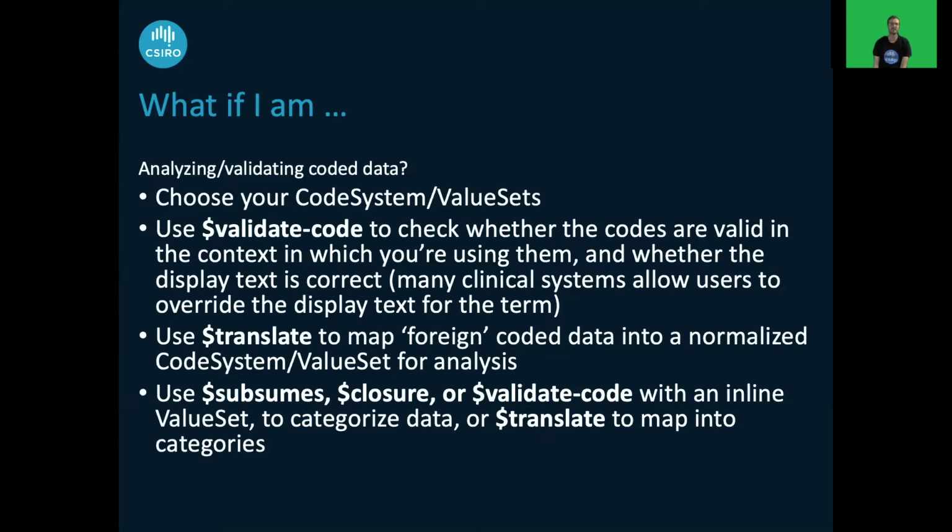When we are receiving data like this, there's probably some other operations we'll want to use as well. We could use translate to map foreign or proprietarily coded data into some sort of normalized form. We could use the subsumes or the closure or again, the validate code options with an inline value set to try and categorize that data as well. And we'll get to some of those operations later in the video.